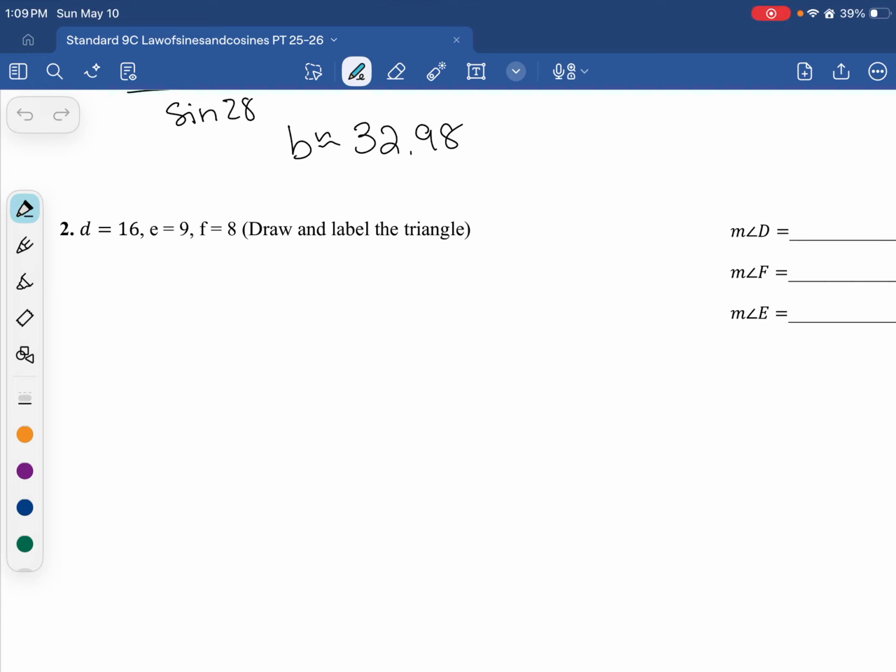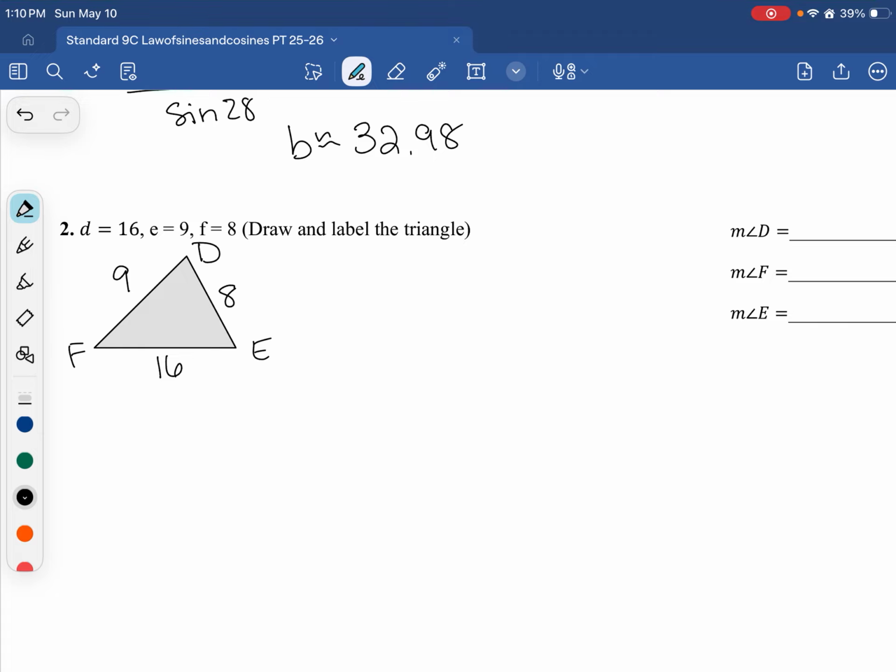Welcome back to Law of Cosines from the practice test for priority standards that mimics or is similar to Form F. This is question number 2. We are going to draw a triangle again. And I'm going to label it capital DEF because measure of angles off to the side say that, and also the side lengths are. So capital D, capital E, capital F. Opposite angle D is going to be 16, opposite angle E is going to be 9, and opposite angle F is going to be 8.